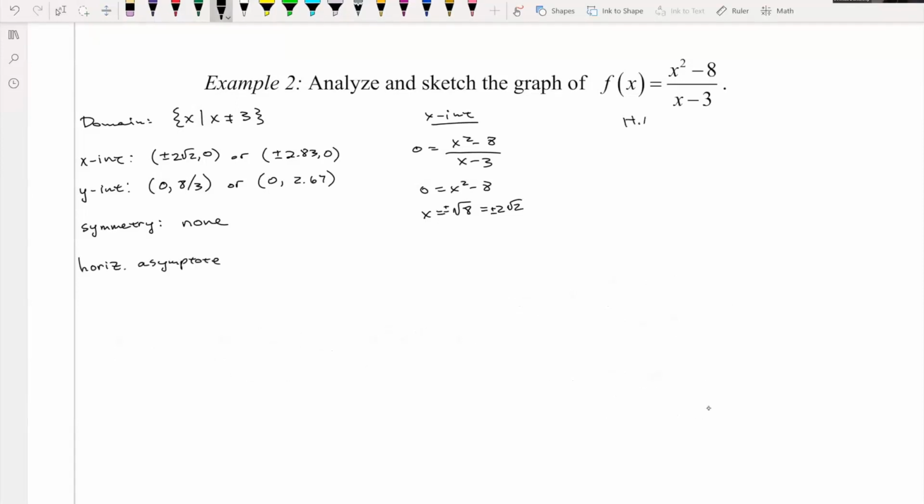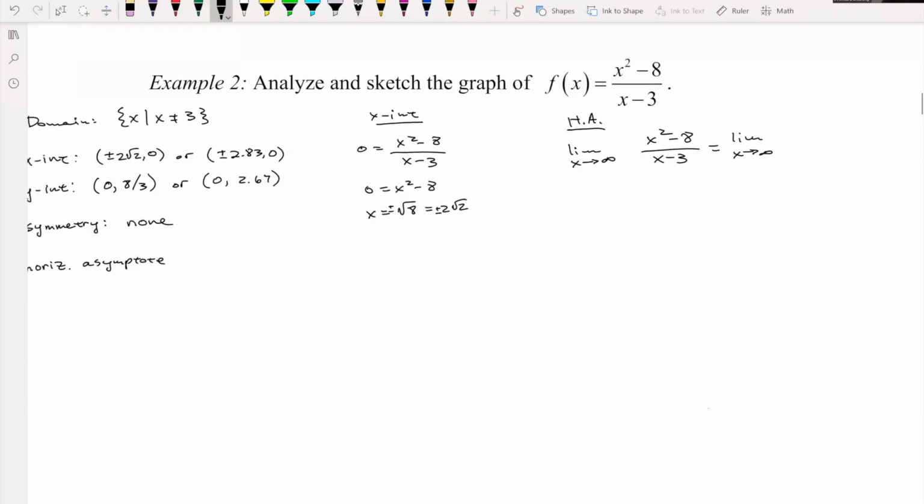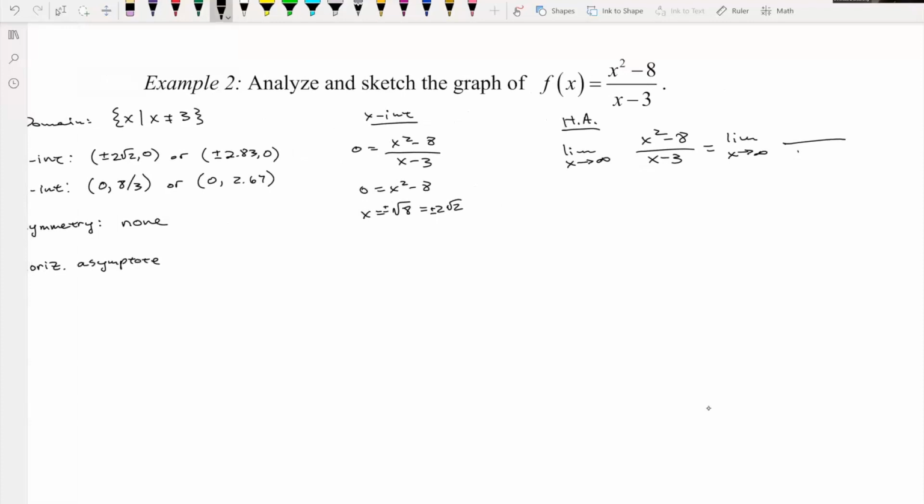For the horizontal asymptote, that's where we take the limit as x approaches infinity of x squared minus 8 over x minus 3. And the way we did this in our class, again, if you remember the shortcut from pre-calc, fine, but we multiply everything by 1 over x, and we get something like this. And these guys are going to zero out right here and here. But as x goes to infinity, this whole thing is going to go to infinity. So there is no horizontal asymptote.